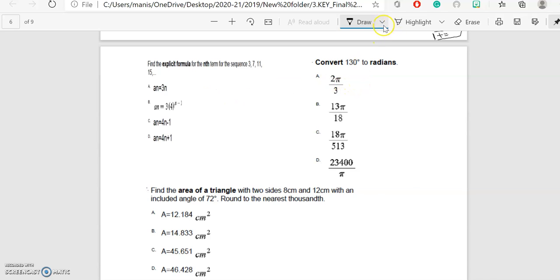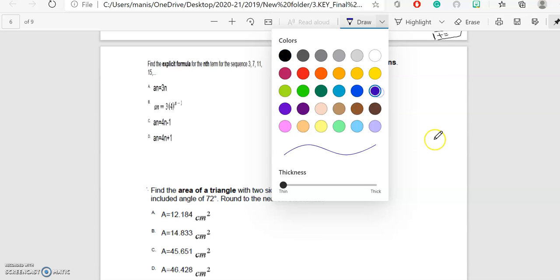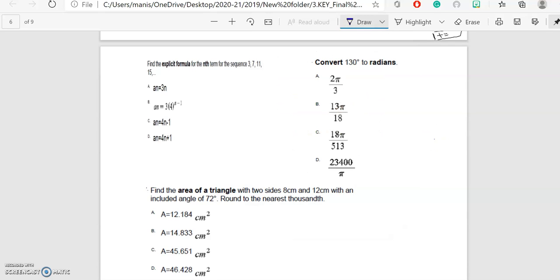This one says change 130 degrees to radians. How do you change degrees to radians? You multiply the number by pi over 180 degrees. Keep in mind pi is still over here. You will divide 130 by 180, and I can see the choice. This is the correct answer for this question.